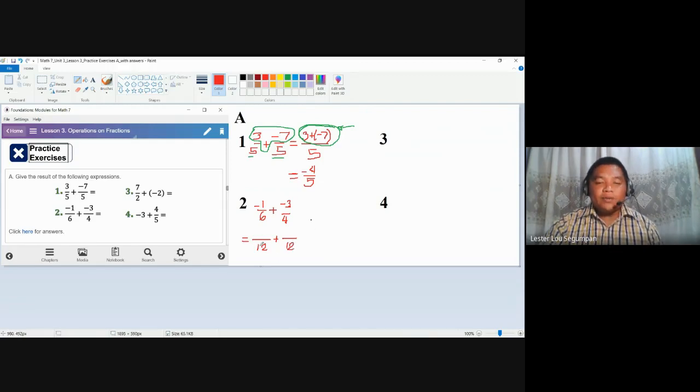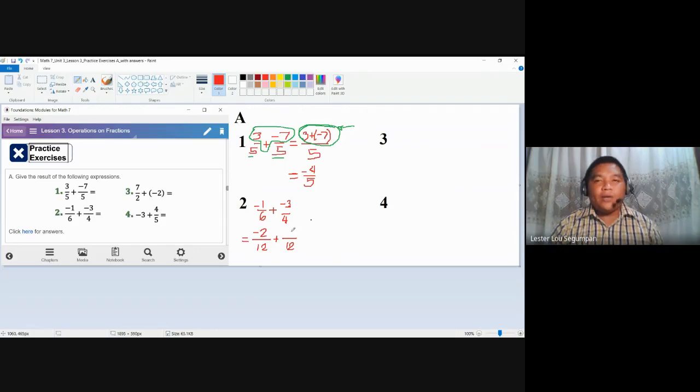So when making the denominator of the first fraction into 12, we simply multiply 2 to 6. Here, we're actually generating equivalent fractions as discussed in your module. We are trying to get the equivalent fraction. So when we try to change 6 to 12, we multiply it by 2. We simply also multiply 2 to the numerator. So negative 1 times 2, you have negative 2.